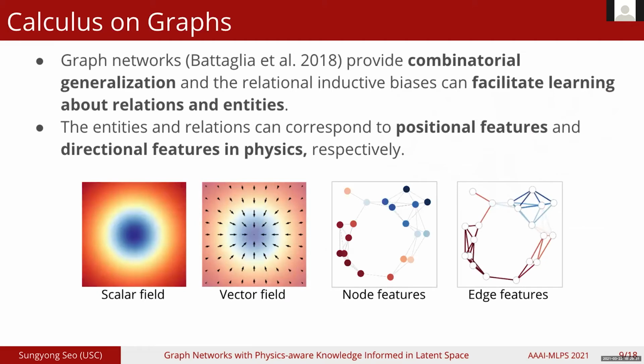As we saw in the previous slide, graph networks provide combinatorial generalization, and they handle entities and relations, which correspond to positional features and directional features in physics. In continuous space, we can define scalar and vector fields. The concept can be transferred to node and edge features, respectively, on a graph. For example, a signal at a certain coordinate can be interpreted as a node value, and relational information between two points, such as a gradient, can be interpreted as an edge value.